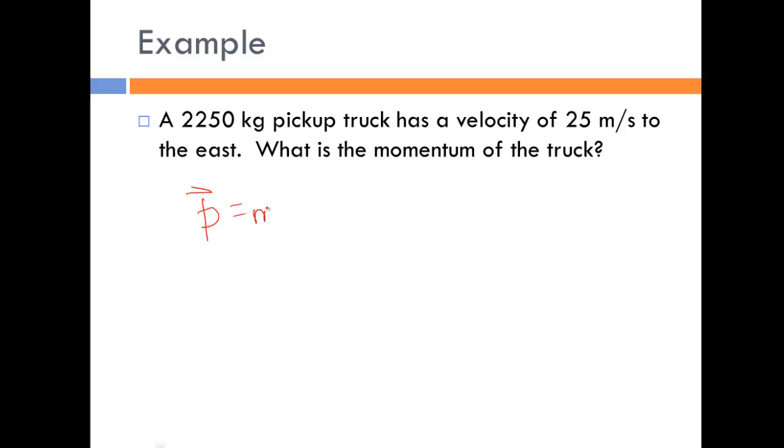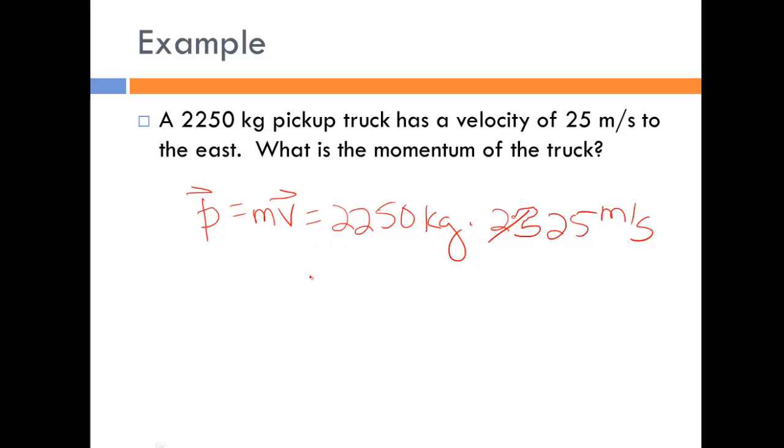Well, we go back and we look at our equation. Momentum is equal to mass times velocity. And so this is a pretty simple case of just substituting in the values. I've got 2,250 kilograms is the mass of the truck. The velocity is 25 meters per second. And when we plug and chug, we come up with a value for the momentum equal to 56,250, and the units would be kilograms times meters over seconds.